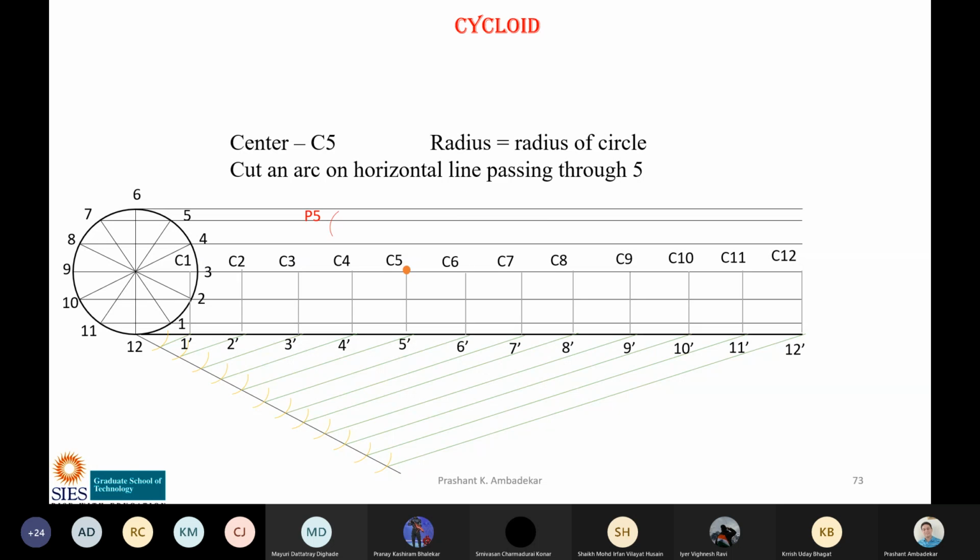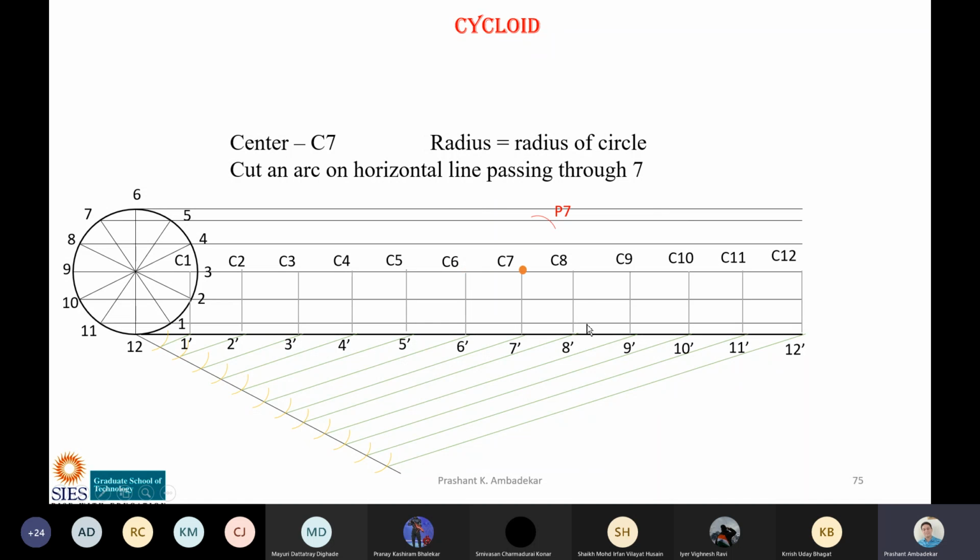P5, P6, P7, P8. Now understand one more thing: when you are moving from P6 to P12, all your arcs will be on the right hand side. When you are using the compass, the arcs will be drawn on your right hand side. And when you are moving from point 12 to P6, all your arcs will be drawn on your left hand side. So when you use the compass, it will be either a left hand side or a right hand side compass.